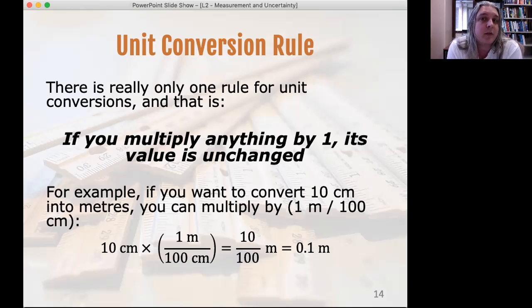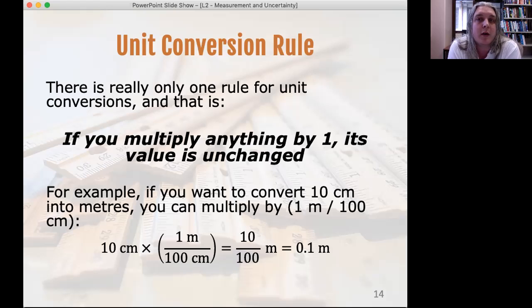What we are doing though is cancelling those centimeters, because we've got centimeters on the top from our 10 centimeters and centimeters on the bottom from our 100 centimeters. So we cancel out the centimeters. That leaves us just with the meters. And so then we have 10 times 1 divided by 100, or just 10 divided by 100, which is 0.1 of a meter. So 0.1 of a meter is equal to 10 centimeters. Hopefully that's not too much of a surprise.